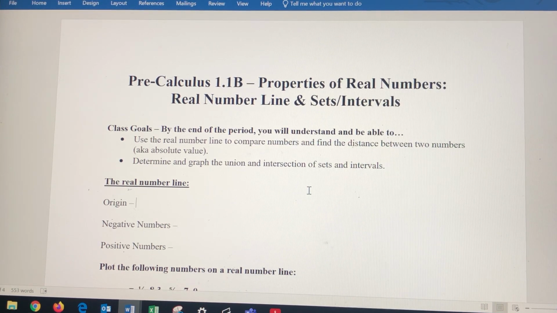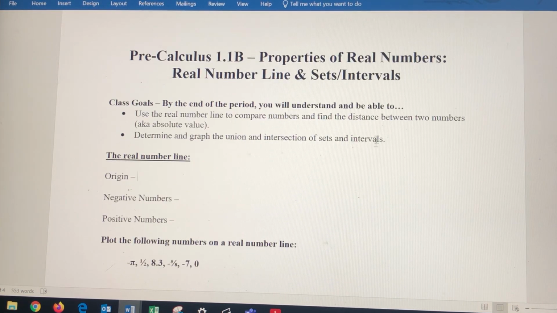Okay, so in this video, we're going to start the 1.1b notes here, and we're going to continue talking about the properties of real numbers. More specifically, we're going to talk about the real number line. And then in subsequent videos, we'll go over set notation, we'll go over interval notation, and we'll go over unions and intersections of the sets and the intervals. But first off, this video is just going to be dealing with the real number line.